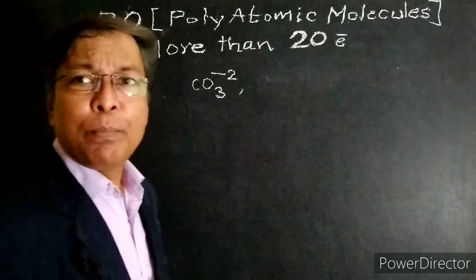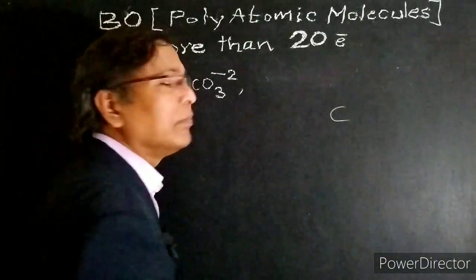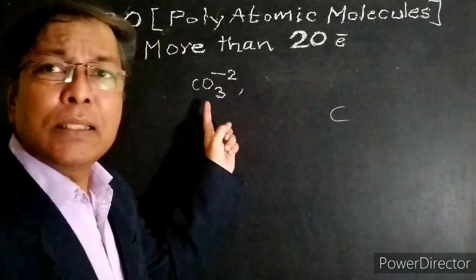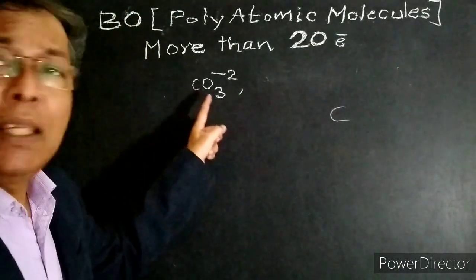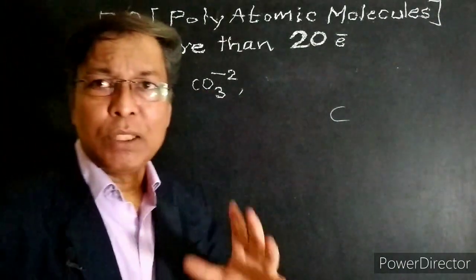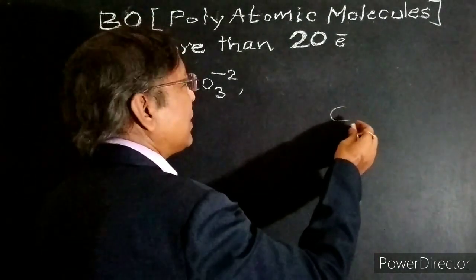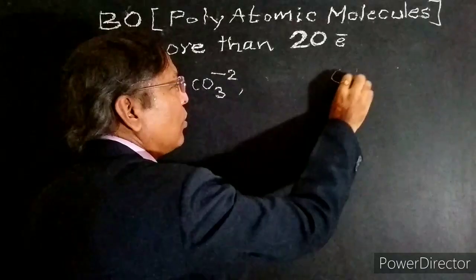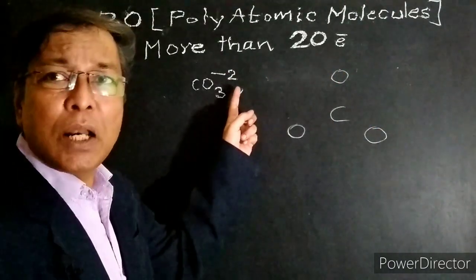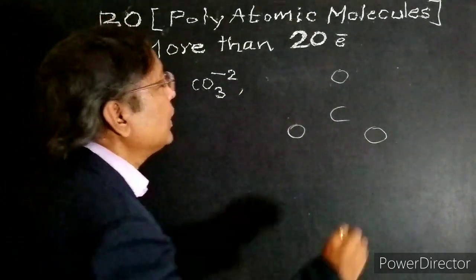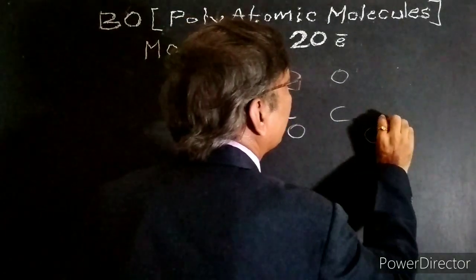So the first step is to find the central atom and write it. Here in this case, carbon is the central atom and I have written it. This carbon is bonded to 3 oxygen atoms. Then we have to write the remaining atoms around the central atom. There are 3 oxygen atoms, so write 3 oxygen atoms like this. If you see this molecule, there are 2 negative charges. We have to give 1 negative charge to each of two oxygen atoms.